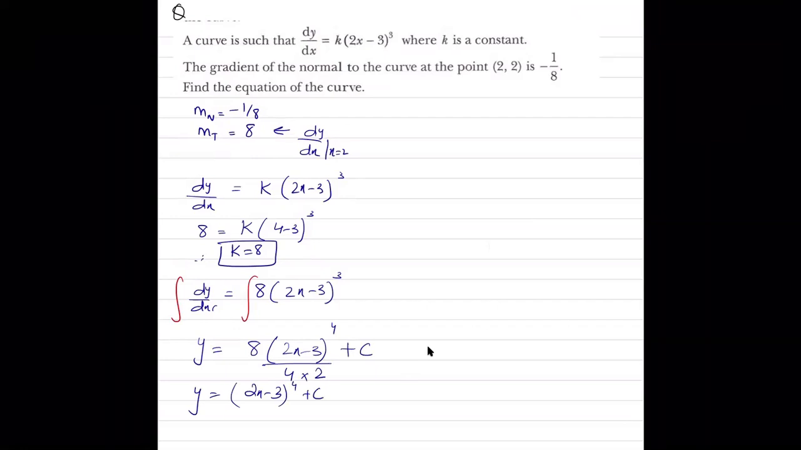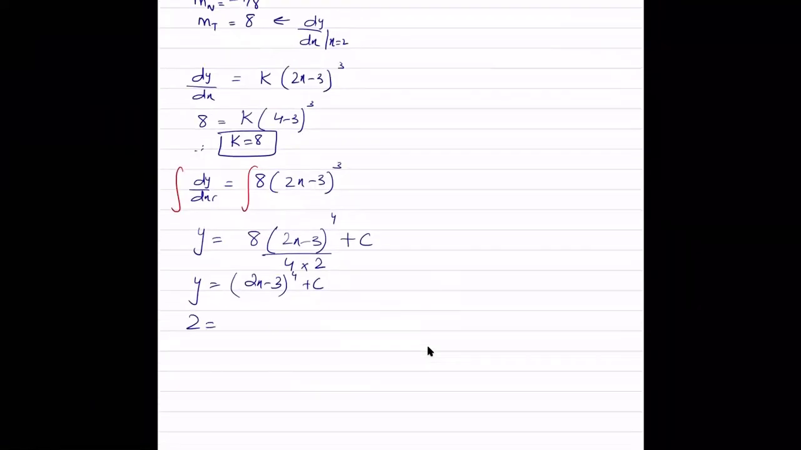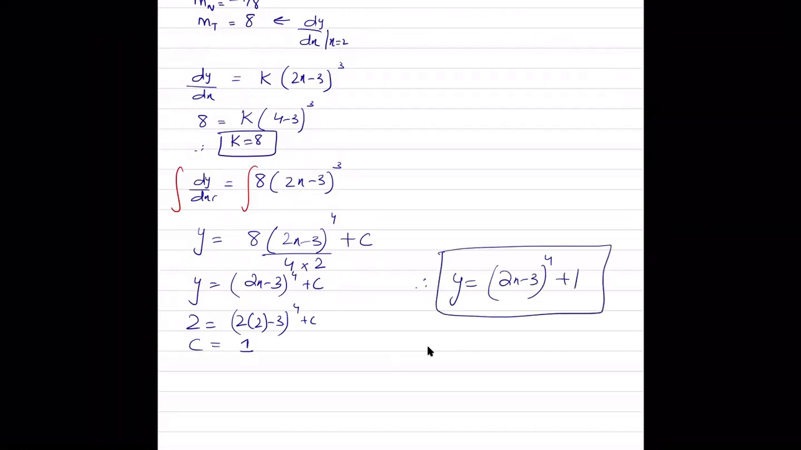To find the value of c, I must have a coordinate. I must have a point on the curve. So the point given to me in the question is 2 comma 2. So when y is 2, x is 2, this is going to give you the value of c as 1. Okay. So if c is 1, therefore the equation is going to be y equals 2x minus 3 to the power of 4 plus 1. This is our equation of the curve.